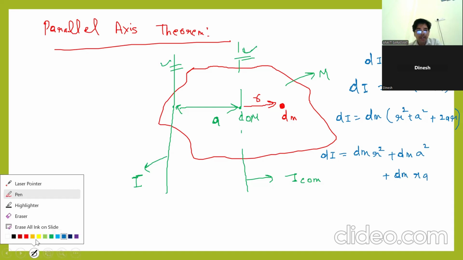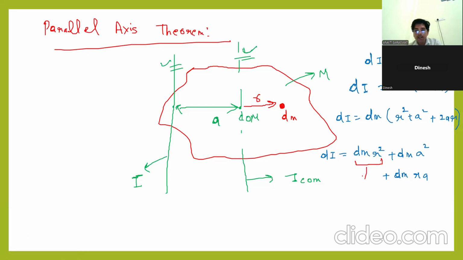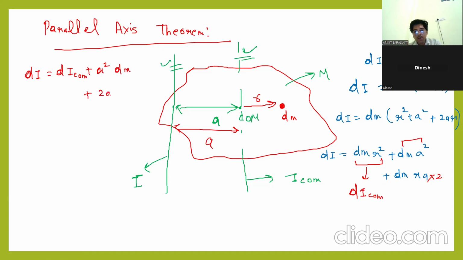And if I ask you what is the integral of dm r square, it is I COM. This is dm a square. Clear? So how will you write? dI will be dI COM plus, you know, this a always remains constant because the two lines are parallel. So a is constant, I can take it outside. I can write like this: plus 2a times r dm.